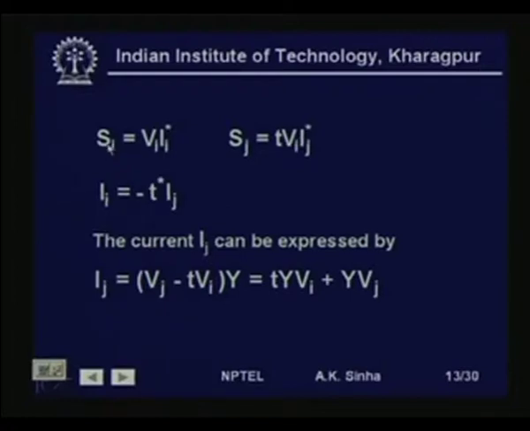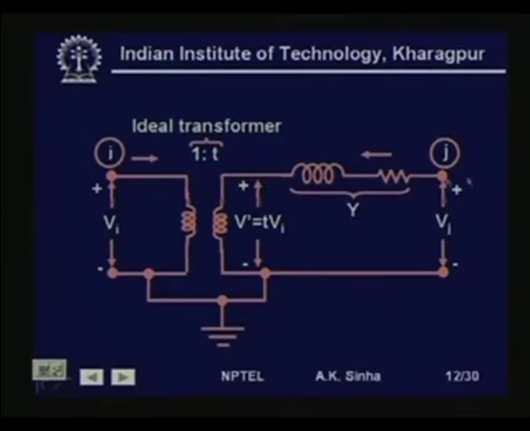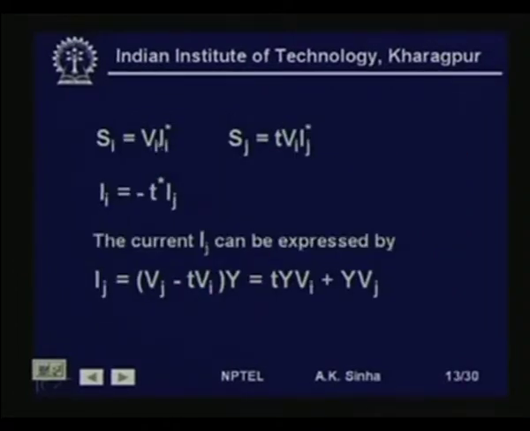Now, the complex power Si is equal to Vi Ii conjugate, and complex power Sj is equal to T Vi into Ij conjugate. That is, if we see here, T Vi is the voltage, and if Ij is the current flowing in this direction, then the complex power entering from this side is Sj, and that is T Vi into Ij. Similarly, the complex power entering from this side can be seen as Si, which is equal to Vi into Ii conjugate. So, this is what we have written, and Si will be minus Sj, because we are considering the transformer to be lossless.